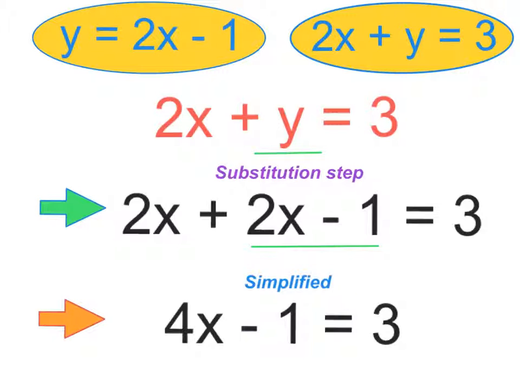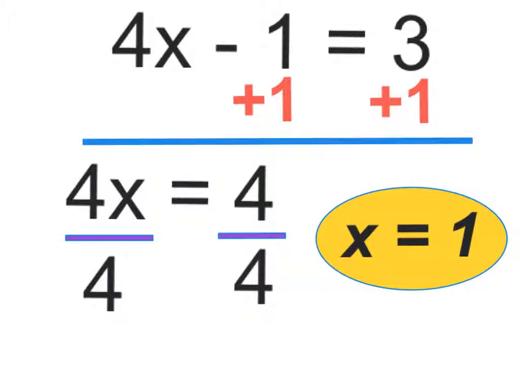The goal is to rewrite an equation so that there is only one type of variable, either x's or y's. And now, looking at this, 2x and 2x give us 4x, minus 1, which is equal to 3. Now, this is an easy two-step equation to solve. Add 1 to both sides, which gives us 4x equals 4. And when we divide both sides by 4, we get the x value equal to 1. So now, to make these equations true, x has to equal 1.